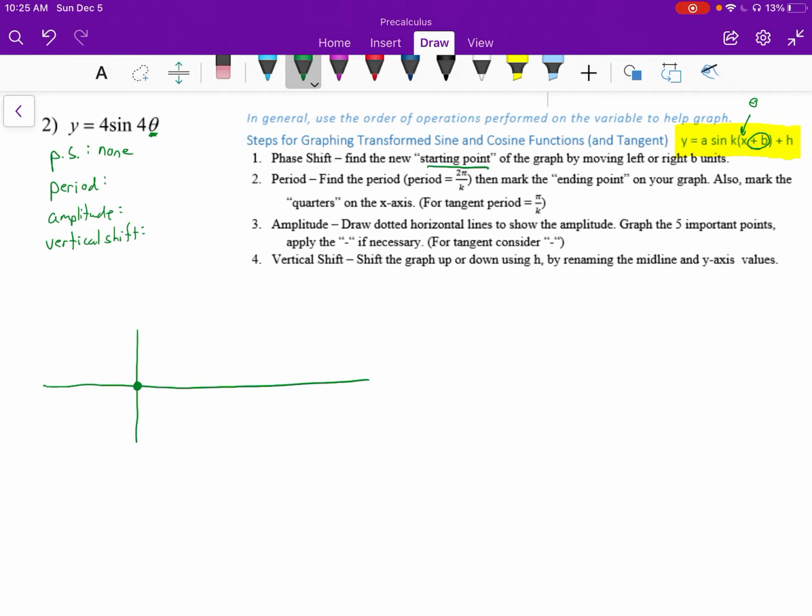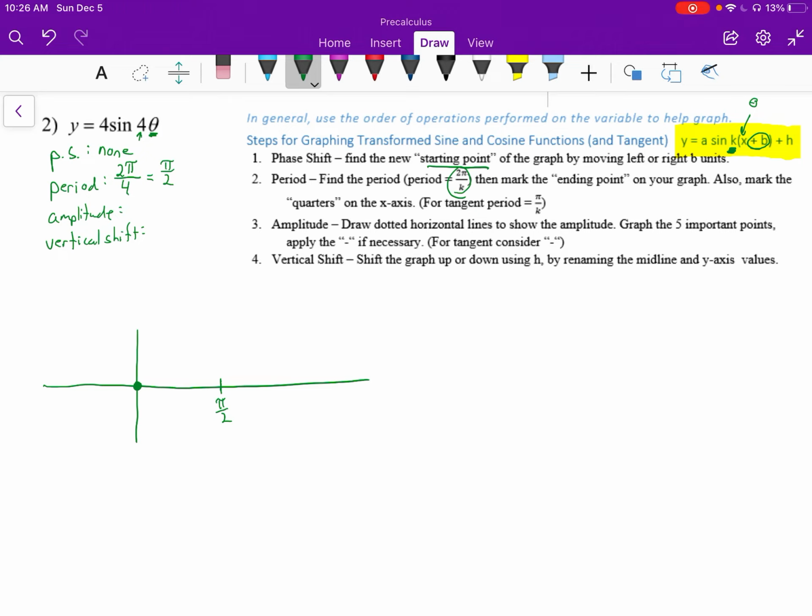Next, we look to our period. Our period is 2 pi over k, where k is what's multiplied times x, or in our case, theta. So what's multiplied times theta? Well, it's a 4. So the way that we find the period is we do 2 pi, because that is the normal period of sine, over that value 4. And then we reduce. So this is pi over 2. So our period is pi over 2. So I'm going to put a point here for pi over 2. I'm going to mark it.